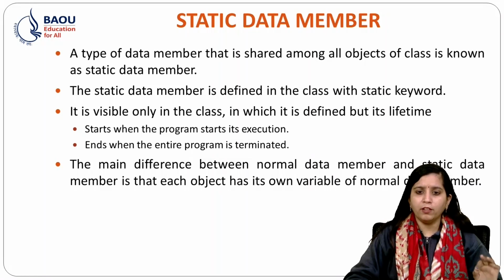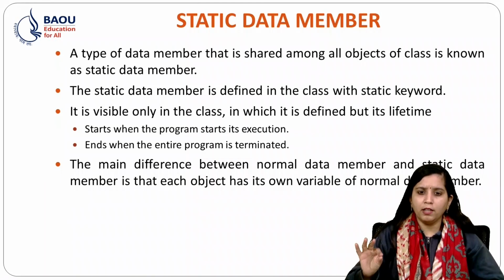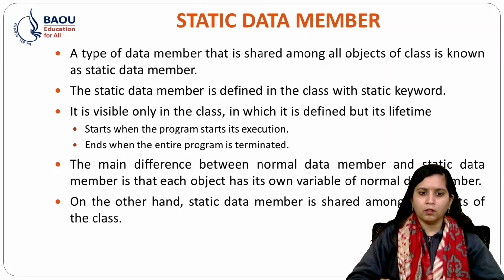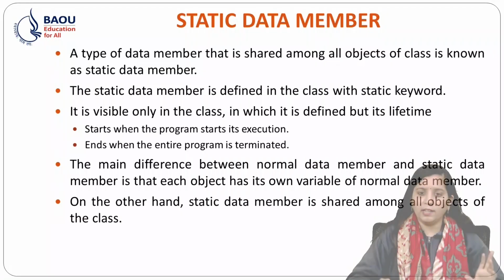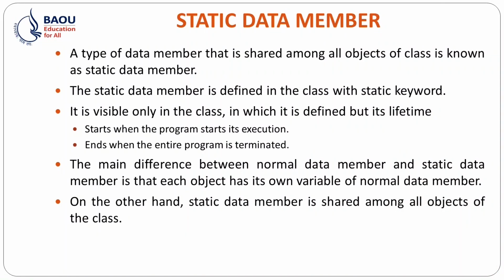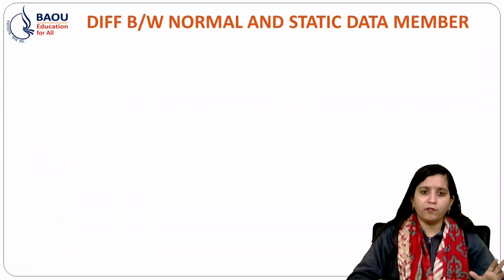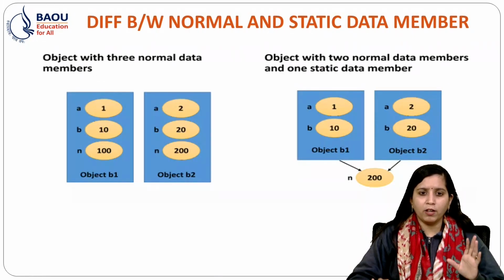So the main difference between a normal data member and a static data member is that each object has its own variable of the data member. On the other hand, the static data member is shared among all the objects of a class. Now what is the difference between normal and static data member? We will see it in one picture.